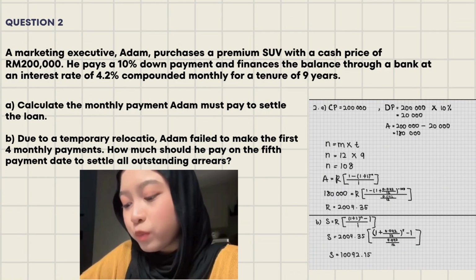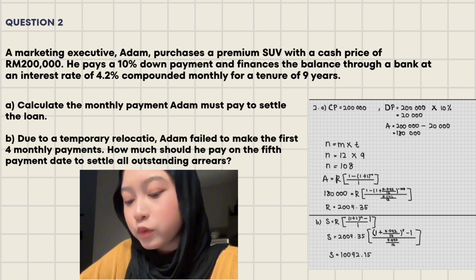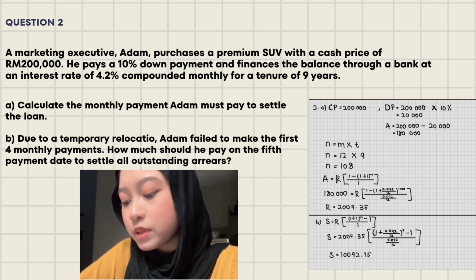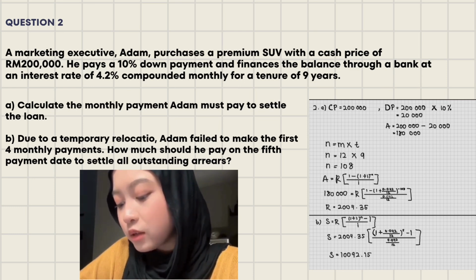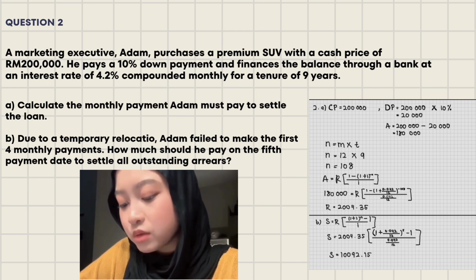So for question 2 part B, a marketing executive, Adam, purchases a premium SUV with a cash price of 200,000 ringgit. He pays a 10% down payment and finances the balance through a bank at an interest rate of 4.2% compounded monthly for a tenure of 9 years. The question 4A is calculate the monthly payment Adam must pay to settle the loan.